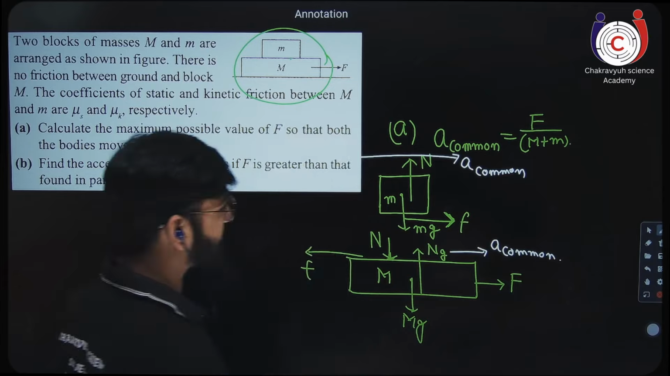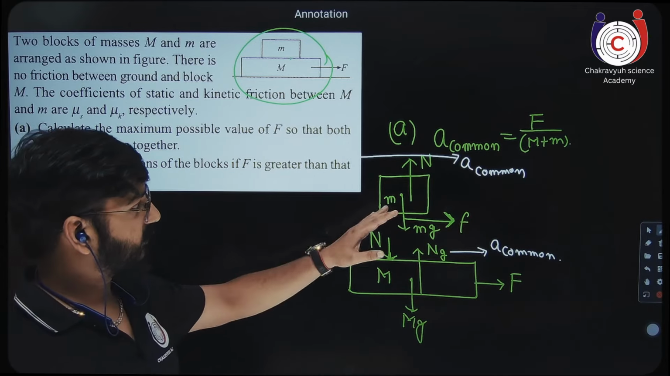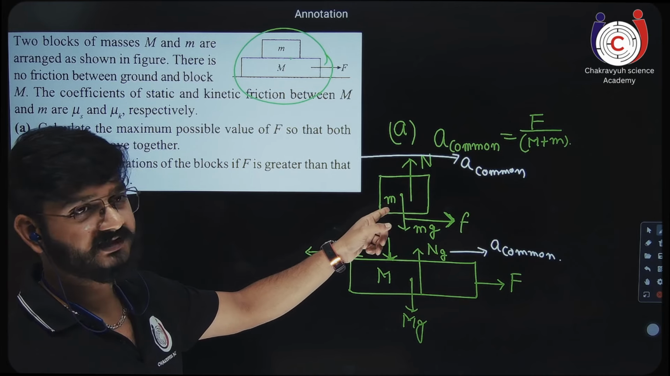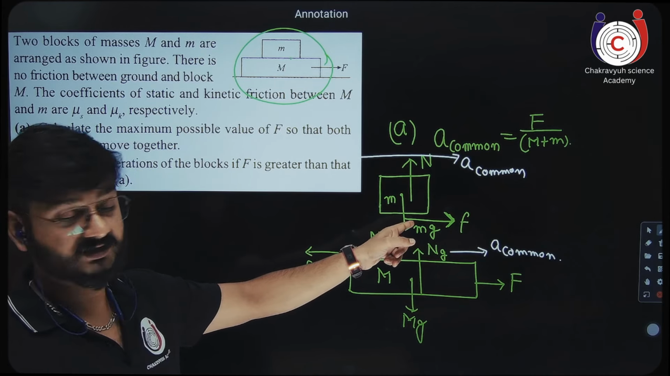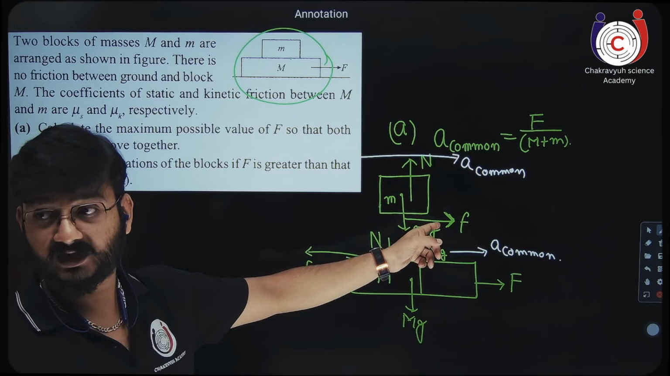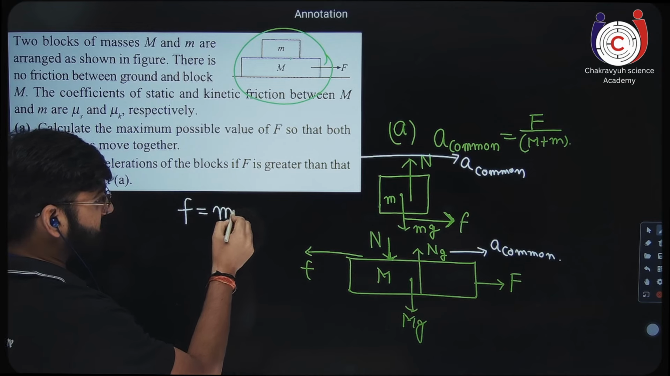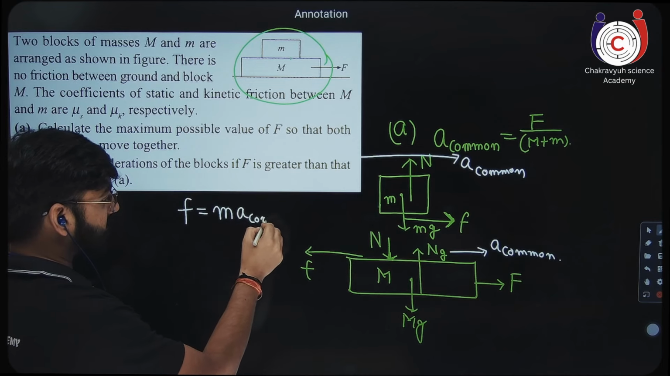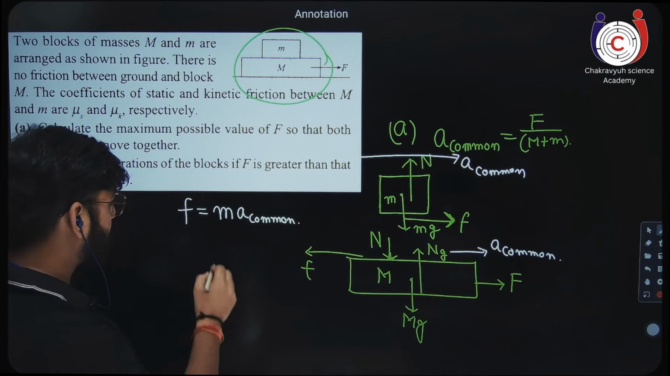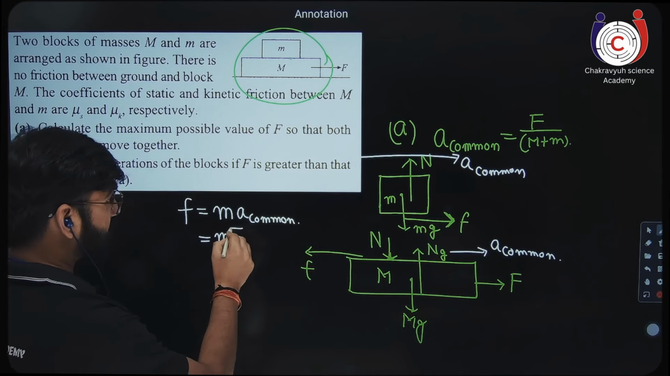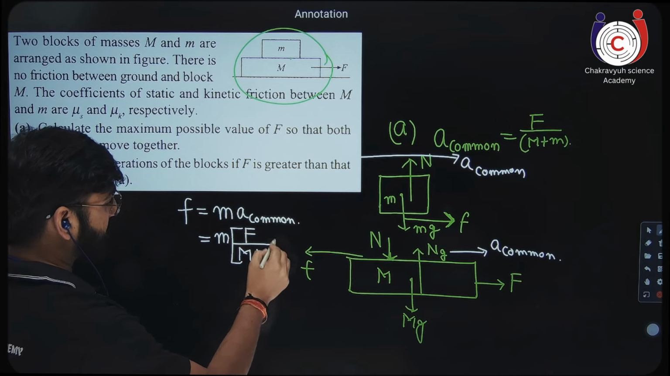Now see on the board. The last step is left. Free body diagram is clear. Last step is left. Which force is responsible for moving small m? See in the free body diagram. Friction. See it carefully. There is no other force in the horizontal direction. So F will be equal to what? Mass into common acceleration. Any problem, students? So small m, what is the common acceleration we calculated? Capital F divided by small m plus capital M.